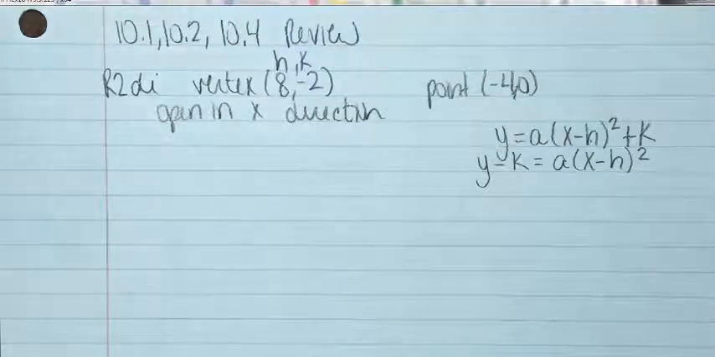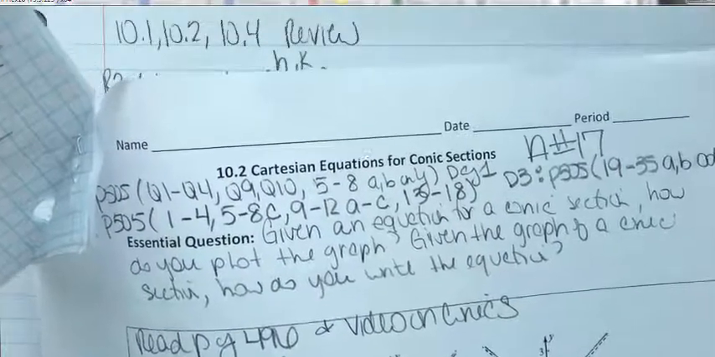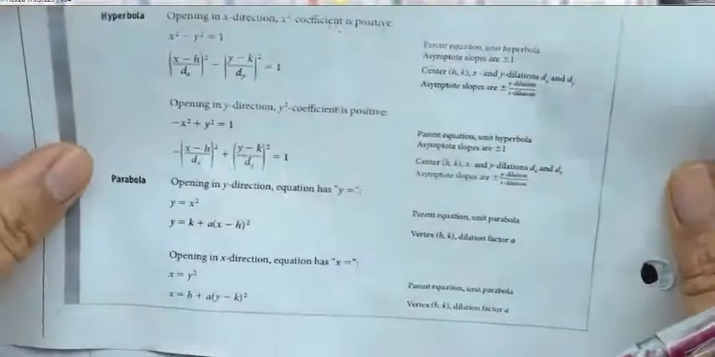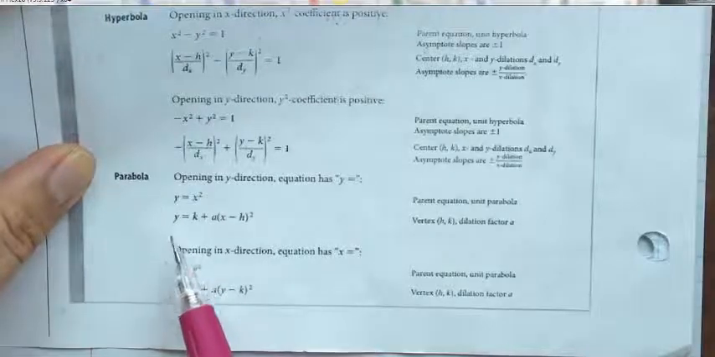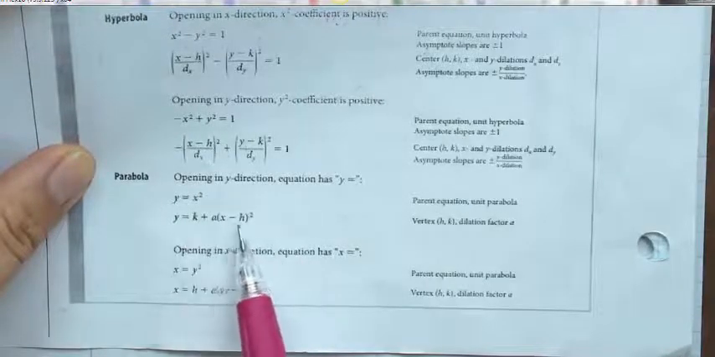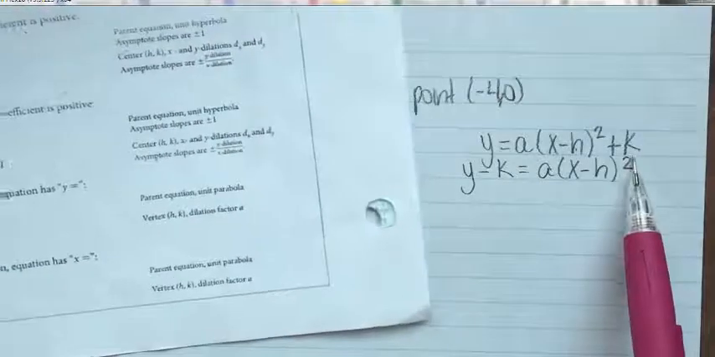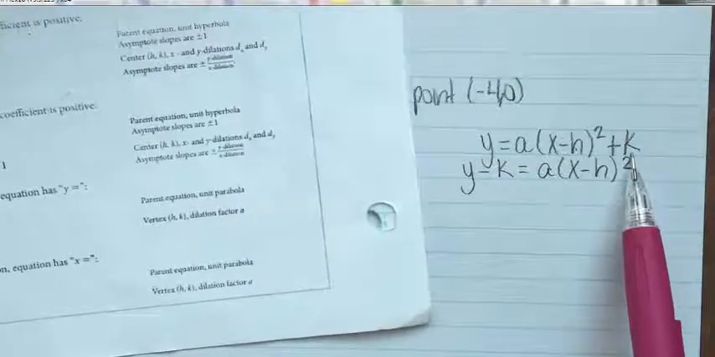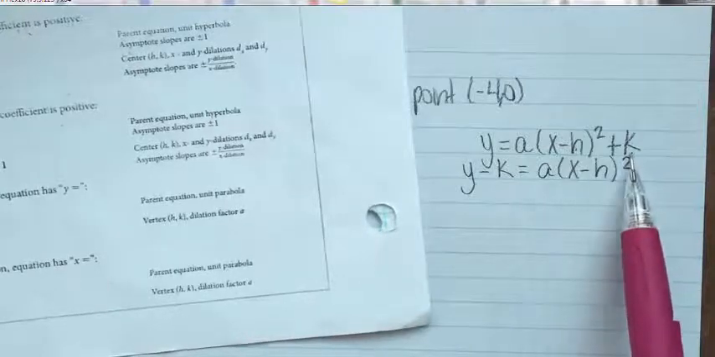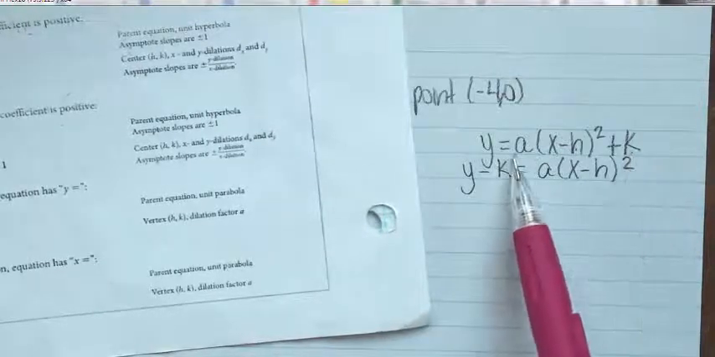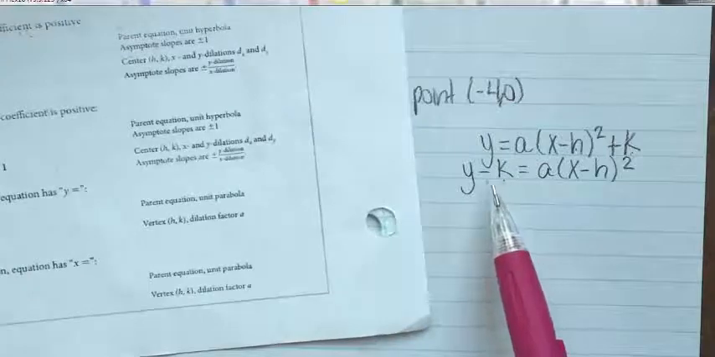And if you didn't know that, well, your 10.2 notes, Cartesian equations for conic sections, on the second page, down here for parabola, you have some options. So, opening in the y direction, there it is. Now, when we wrote it, we just always put the k on the right-hand side. So at the very end, we just added plus k. They put it in the front. Or you can move it over to the other side and keep it with the y.